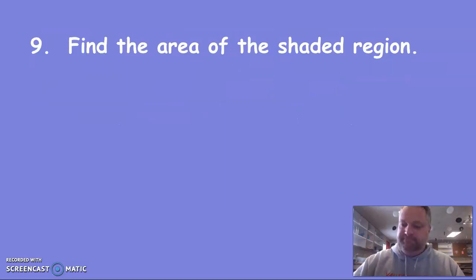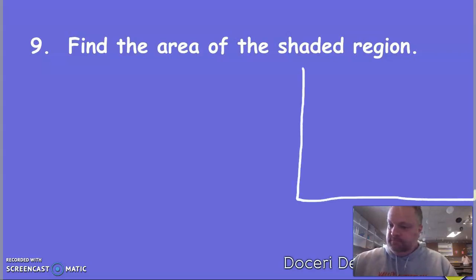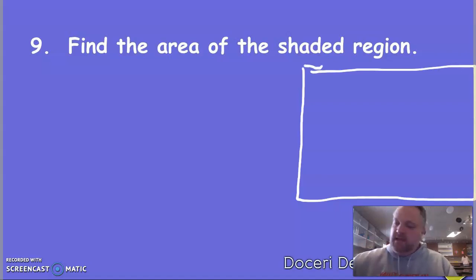Okay, number 9. Find the area of the shaded region. So I'm going to draw a rectangle first. Okay, there's my rectangle, and I'm going to label the sides, and then I'm going to put a triangle right in the middle, and I'm going to label it as well.